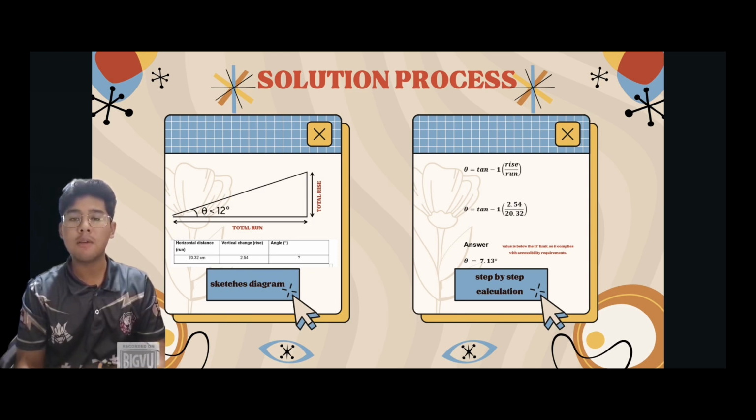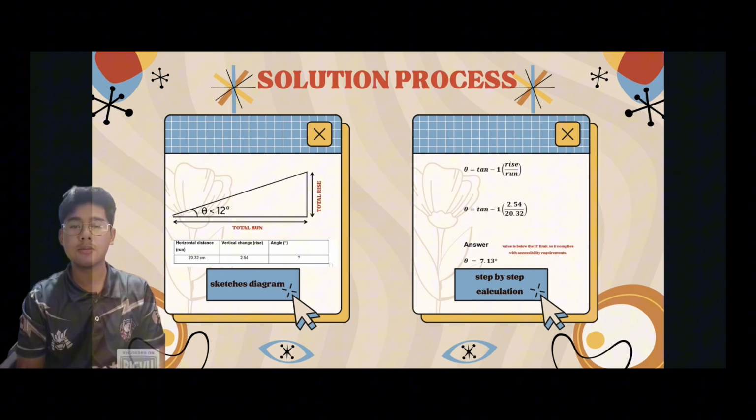That is equal to 7.13 degrees. We use the arctangent to find the angle. If we already know the rise and run values, arctangent gives us the angle theta. This value is below the 12 degree limit, so it complies with the accessibility standard.